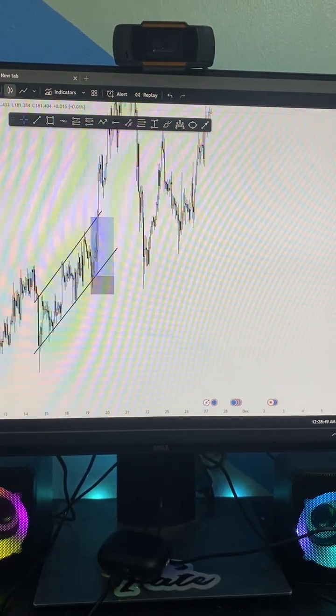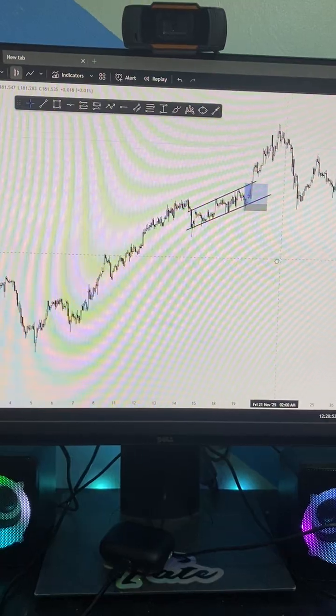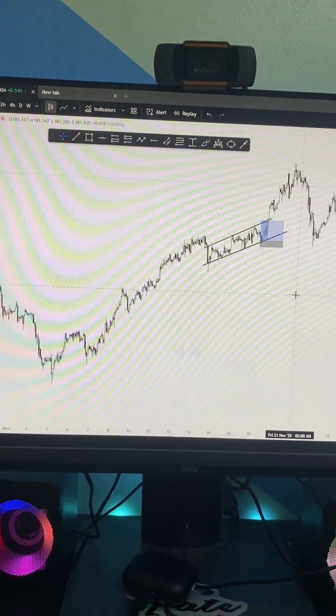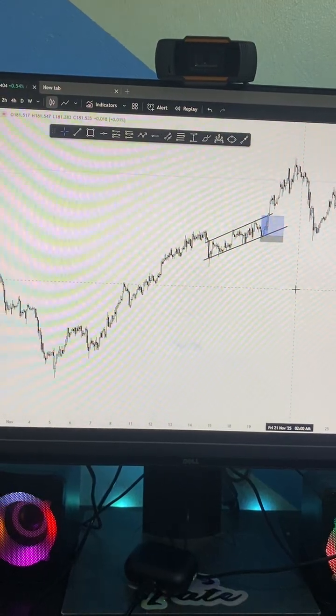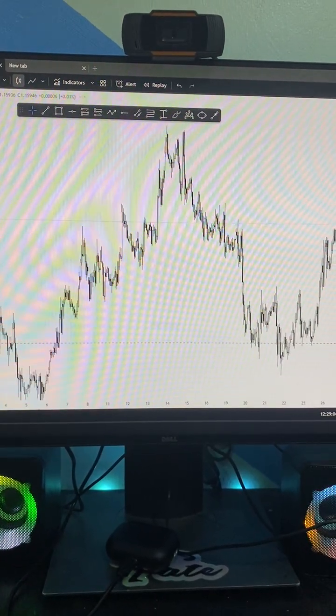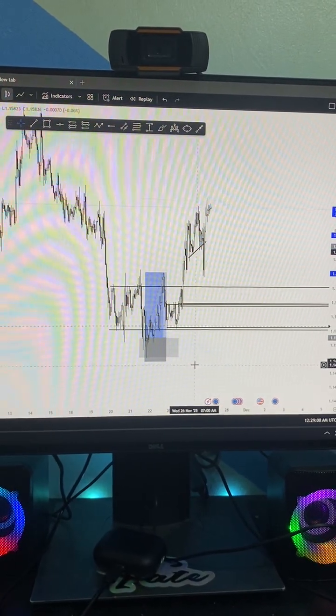Number 1, the market must be at a key level. Number 2, I want a rejection or a breakout, then confirmation, and I can take the trade. So rejection is also part of the confirmation. So let's go to Euro USD. Oh, that was Euro GBP.